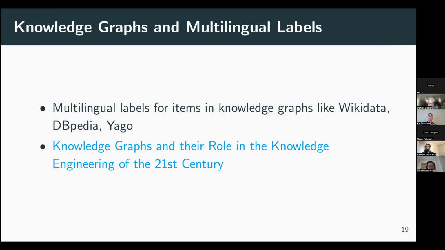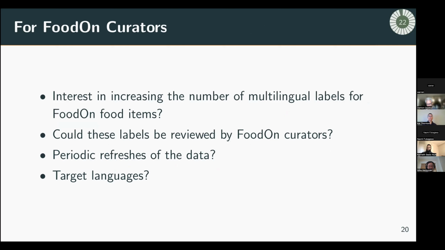Multilingual labels coming from knowledge graphs are definitely one of the strongest advantages of knowledge graphs. And I put a link here to a more in-depth discussion that mentions the value of sourcing multilingual labels from these public knowledge graphs.